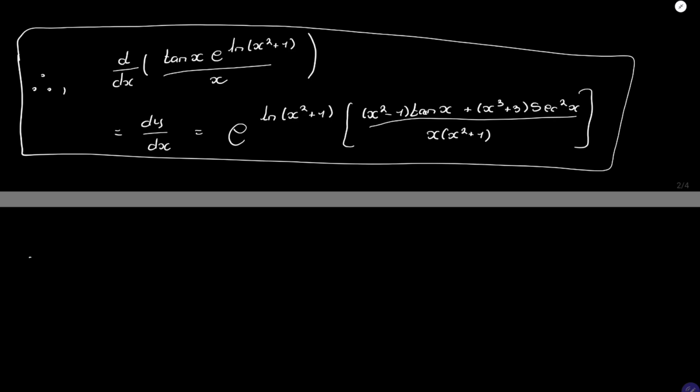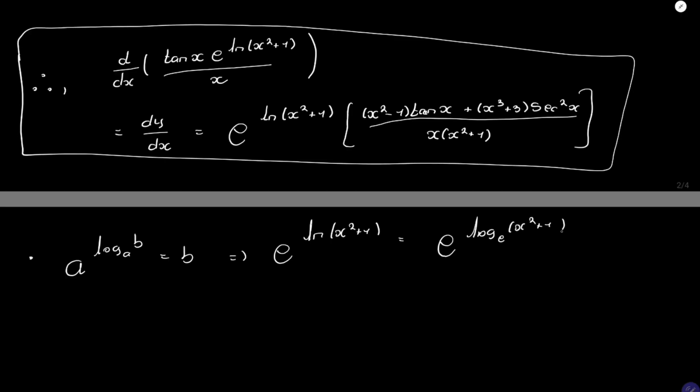So if you can still recall your logarithmic laws, you know that a, let's use a general term, a to the log of b to the base a is equal to b. This tells you that e to the ln of x squared plus 1, which is the same thing as e to the log to the base e of x squared plus 1, is equal to x squared plus 1.